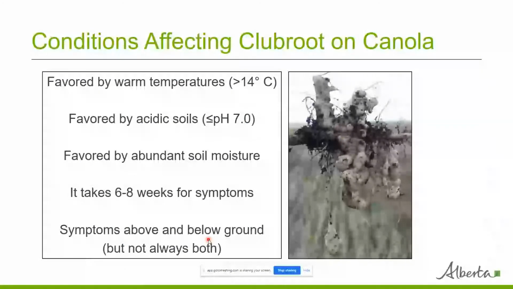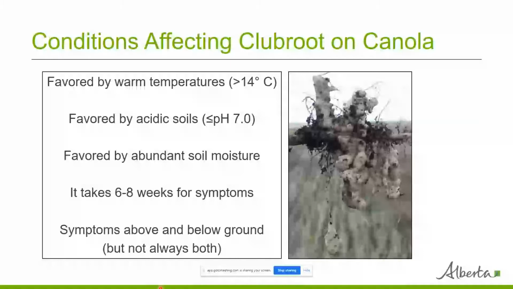So what are some of the conditions that are going to lead to clubroot showing up in our fields? First of all, it's going to have to be introduced because it's not endemic to Alberta. It's going to have to be introduced to the field at a level that it can initiate disease. That's usually about 1,000 to 10,000 resting spores per gram of soil. And then once it's there, it's going to be favored by the presence of a host crop. So it has to have something that it can infect.